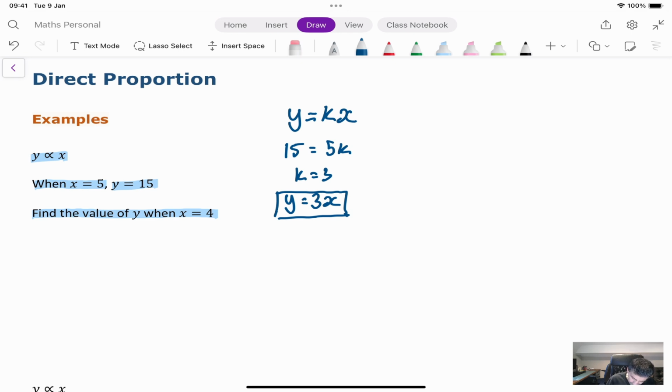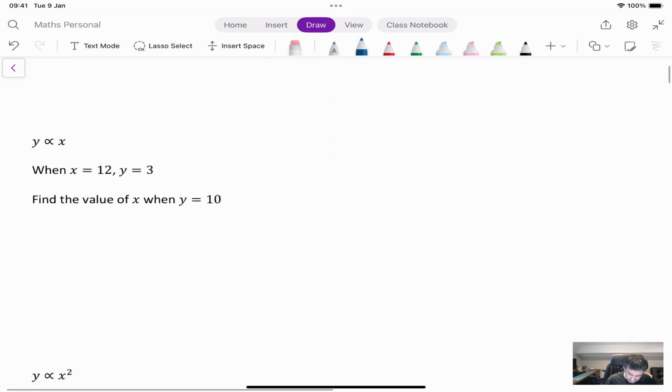So let's do that. y is equal to 3 times x. I now know that x is 4, so 3 times 4, and that tells me that y is equal to 12. So my answer to this question is y is equal to 12. Okay, let's look at a different example.